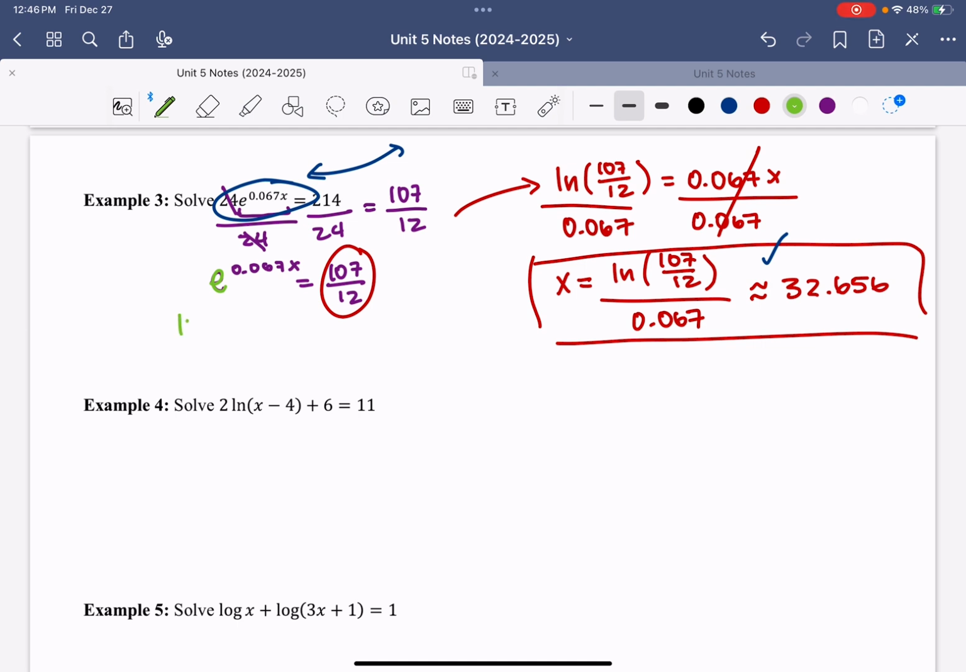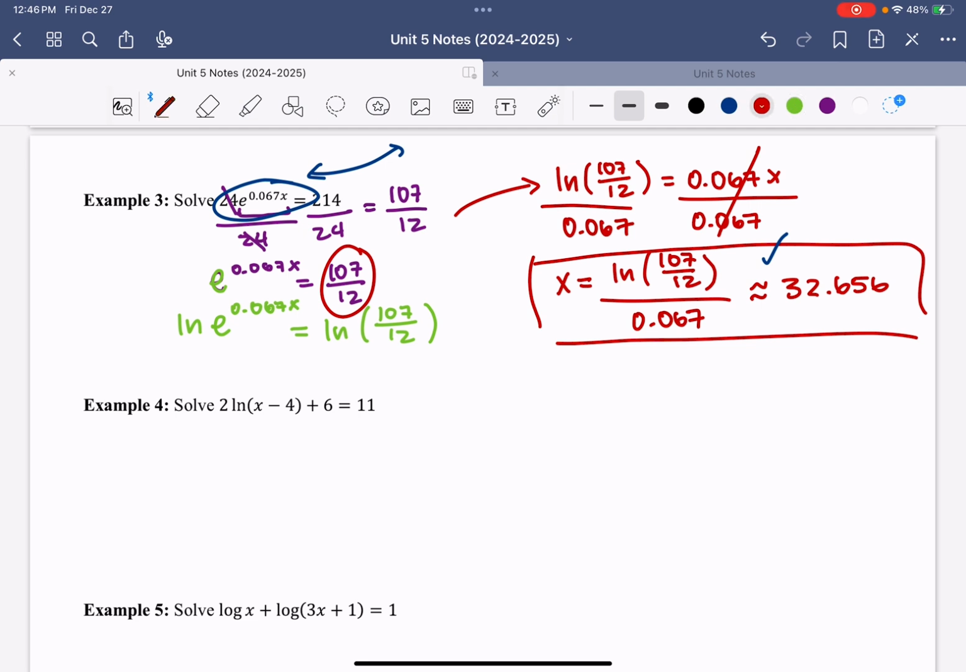So what this is going to look like is I'm going to have the natural log of e to the 0.067x. Okay, so I took the natural log of this side, and I'm also going to take the natural log of my other side. You are allowed to take a logarithm of both sides because we did it to both sides of the equation.